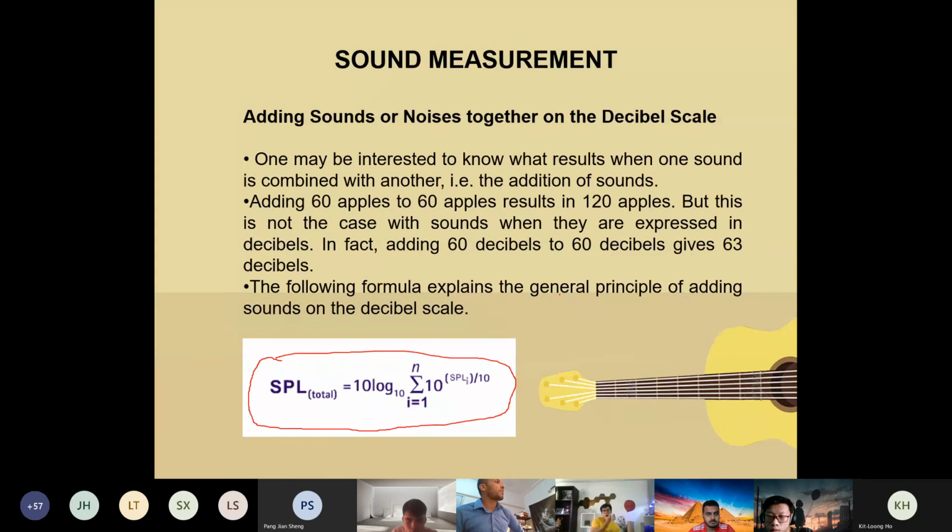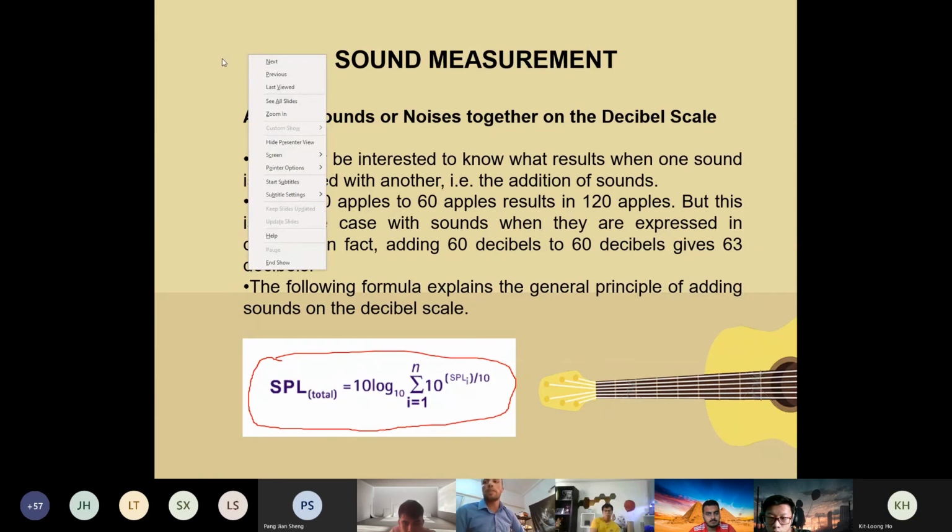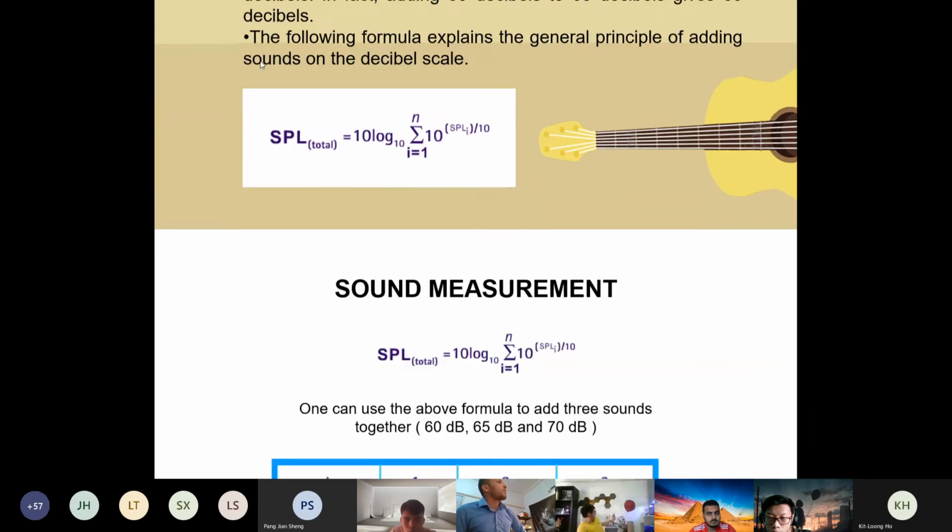So the following formula explains the general principle of adding sounds on the decibel scale. It's not that complicated actually, you need to be careful when you are applying it. I will show you an example and after that I will give you an exercise. For example here.